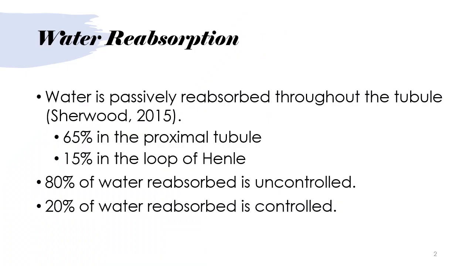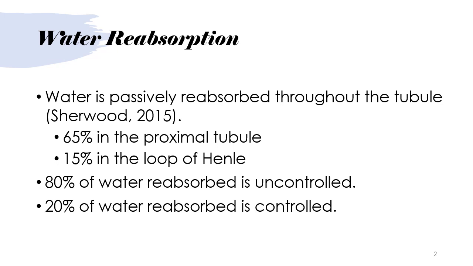In this slide, we are going to talk about water reabsorption. So water is passively reabsorbed throughout the length of the tubule as water osmotically follows actively reabsorbed sodium. The reabsorption of water in the kidneys is important because it prevents dehydration. Of the water filtered, 65%, or 117 liters per day, is passively reabsorbed into the proximal tubule.